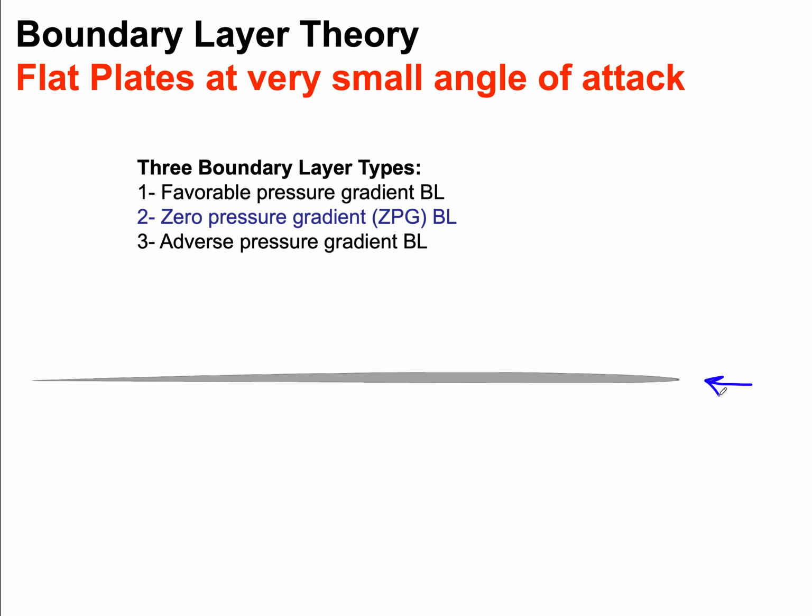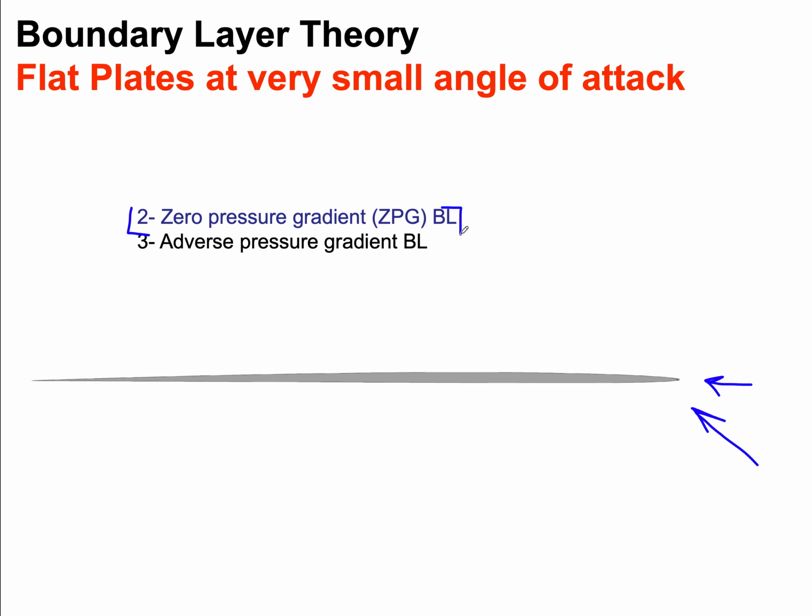my flow. You can imagine if I have my flow coming at an angle, that one part of the flow will have an adverse pressure gradient, and on the other part it's going to be favorable. But we're not. We're only going to focus on zero pressure gradient boundary layers.